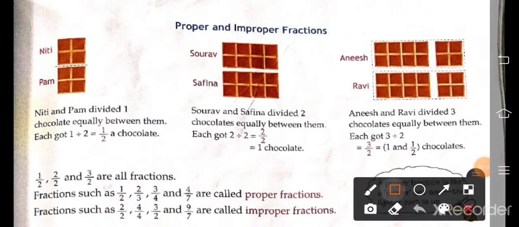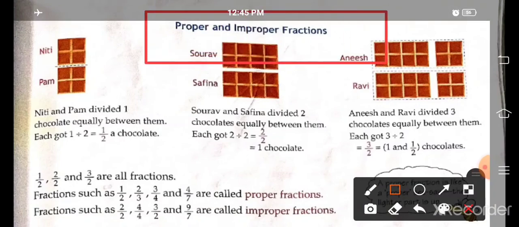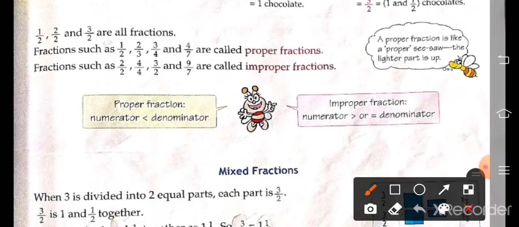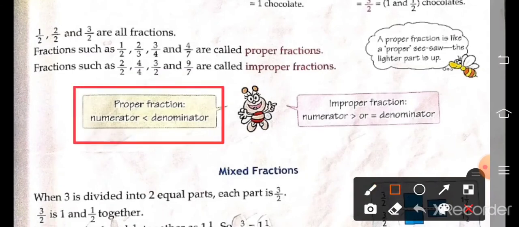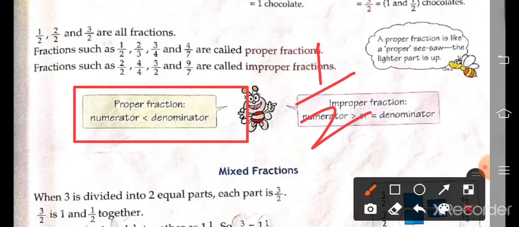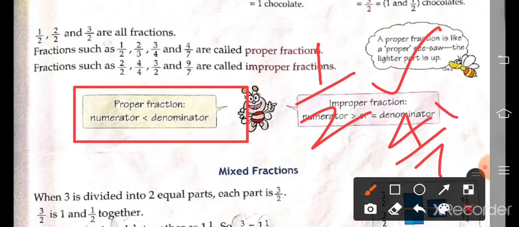Okay, now next is proper and improper fractions. Okay, in proper fractions, numerator is always less than denominator. Okay, for example, 1 upon 2. Here 1 is less than 2. So numerator is always less than denominator. So this is called proper fraction. Other example, 4 upon 7. It is also a proper fraction because 4 is less than 7. Numerator is less than denominator, so this is called proper fraction.